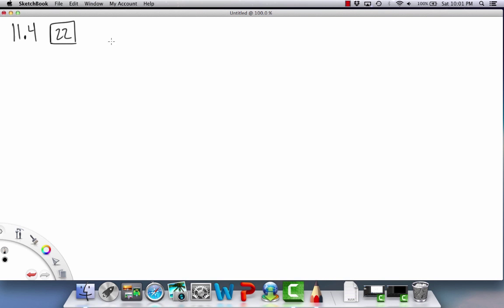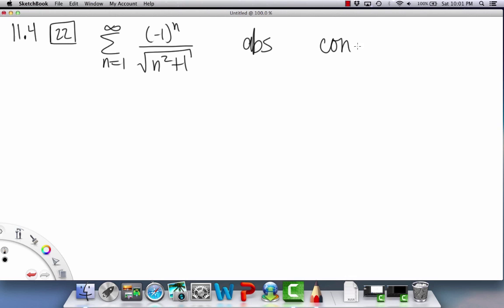Okay, so for this one we have another infinite series, and we have (-1)^n over the square root of n squared plus 1. We are asked to determine whether it converges absolutely, conditionally, or does not converge.